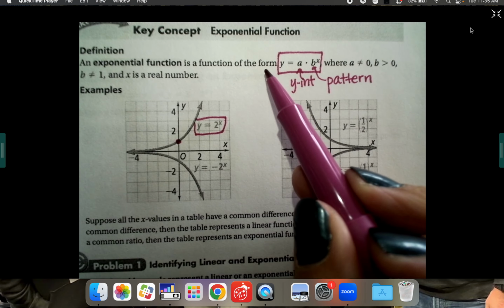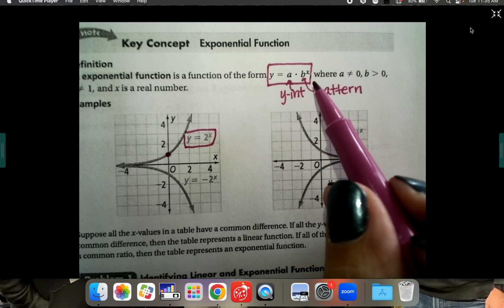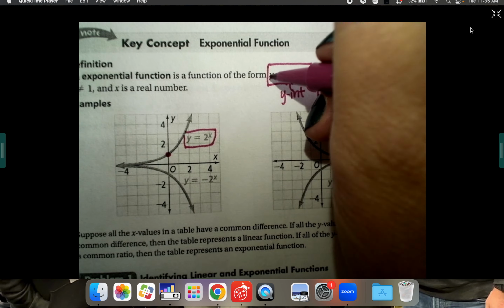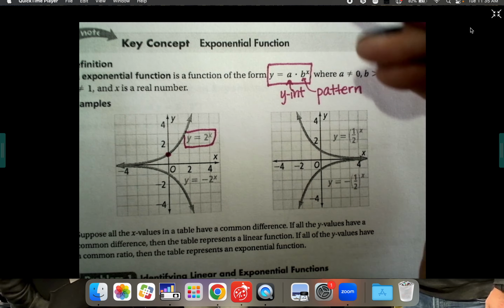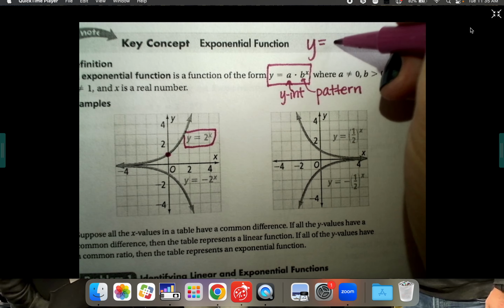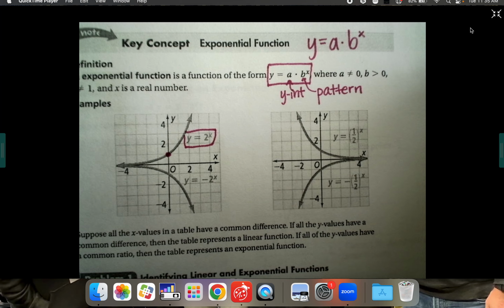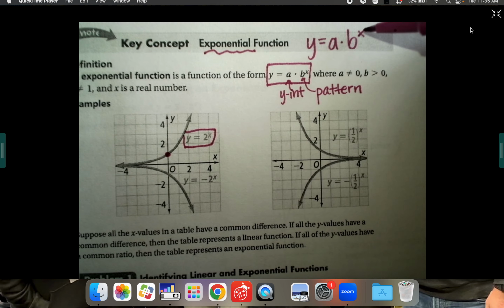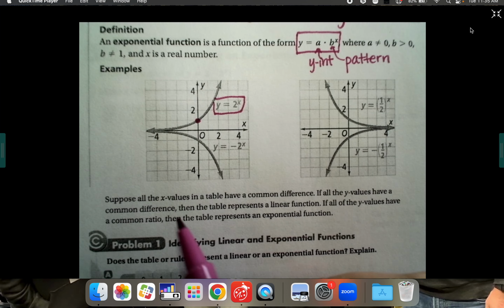Okay, so this is one of those equations that you really need to memorize. It's as important as slope-intercept form or slope formula or point-slope form. This is the formula for an exponential function. y equals a times b to the power of x. x is your exponent, which gives you a hint that it is an exponential function because it's in an exponent's location.